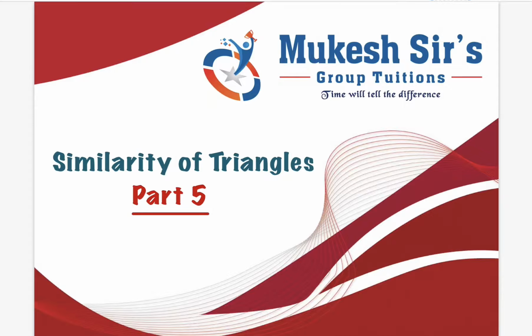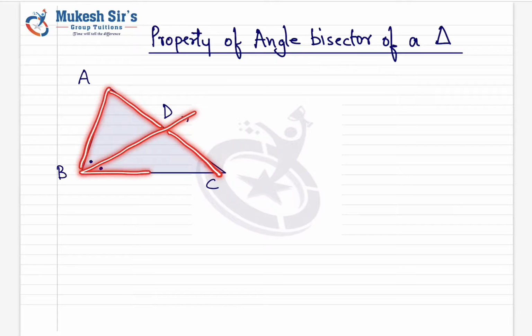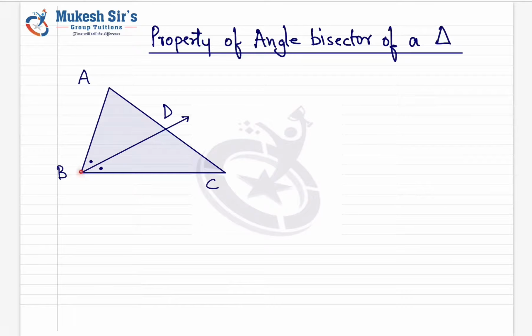Now in this lecture we study the sums based on property of angle bisector of a triangle. So we have studied property of angle bisector of a triangle. The bisector of any angle of a triangle divides the opposite side in the ratio of the remaining two sides. The angle bisector of a triangle divides the opposite side in the ratio of the remaining two sides.